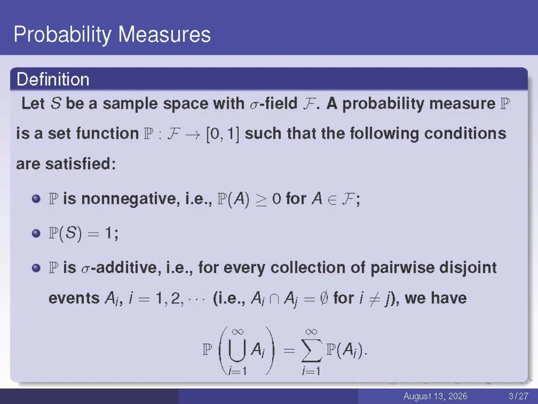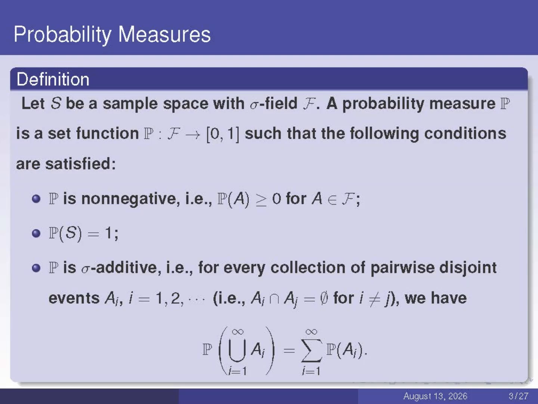Let S be a sample space with an associated sigma field F. A probability measure P is a set function defined on the sigma field F with range the closed interval from 0 to 1, satisfying three conditions. The first condition says that the set function P is non-negative. The second condition says that the probability of the entire sample space S is equal to 1.